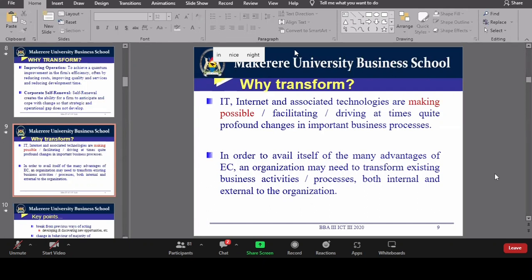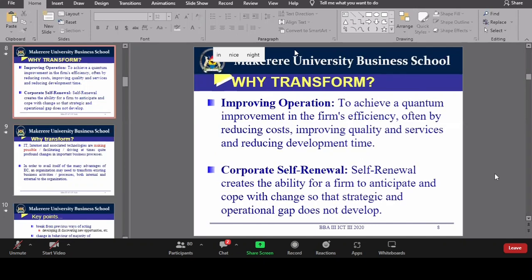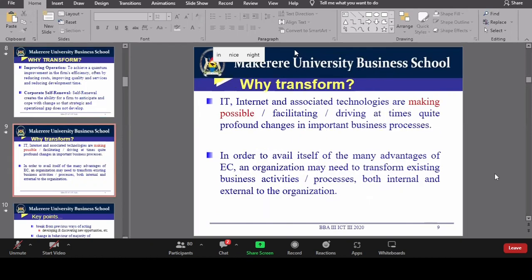Then, in order to avail itself of the many advantages of, what is EC? I'm forgetting the abbreviation actually, yet it's me who did it. EC. Electronic commerce. I'll remember. It's only electronic commerce. Yeah, electronic commerce. Okay, let me remember, but in the meantime, we can take that.